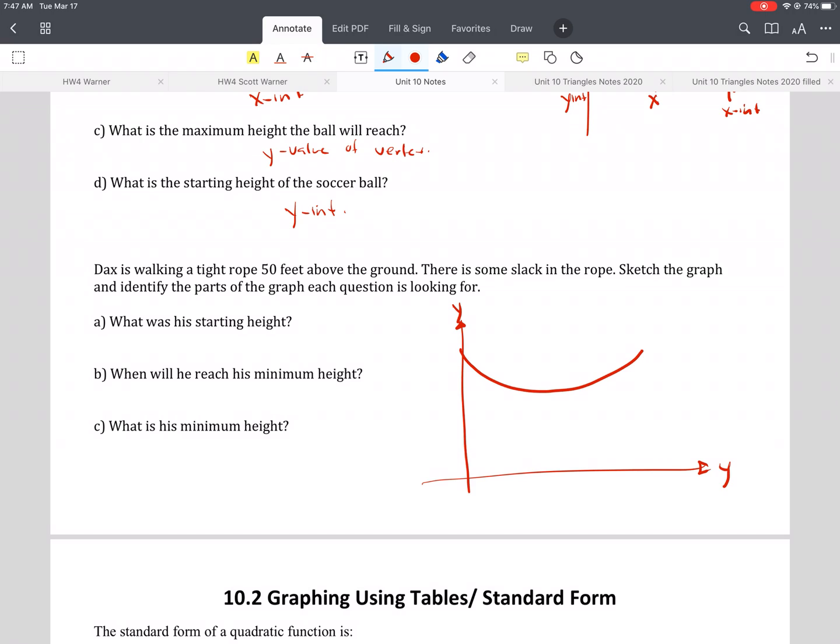So here maybe he's walking on this tightrope. He has one little bar so he can balance. What is the starting height? Well, that would be your y-intercept. When will it reach its minimum height? When is a time, so that would be the x value of the vertex. And what is the minimum height? Well, that would be the y value of the vertex.